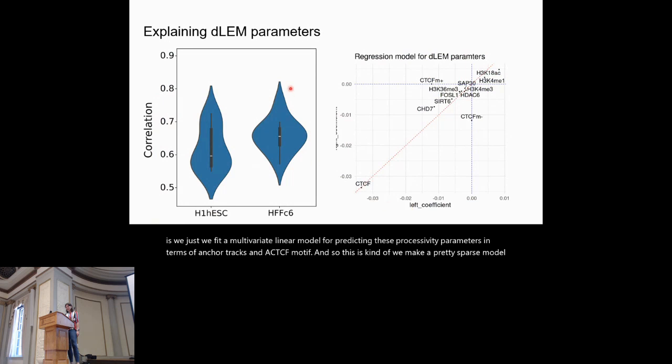So we have a left coefficient. Oh, this is cut off, but this is a right coefficient. One thing you can see is, for the most part, these actually look very similar. One of the main predictive things is CTCF ChIP-seq. This predicts your processivity. Coefficients are negative because when you have CTCF, your processivity is low.